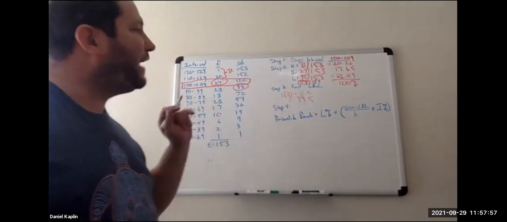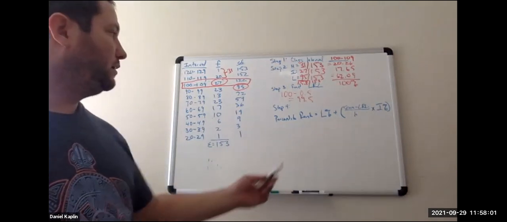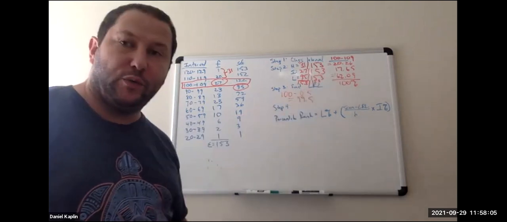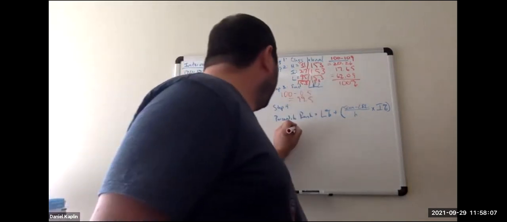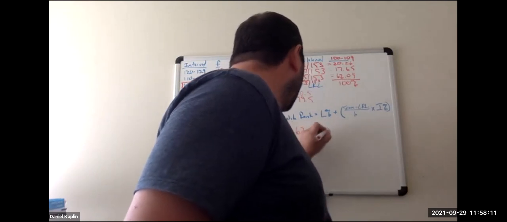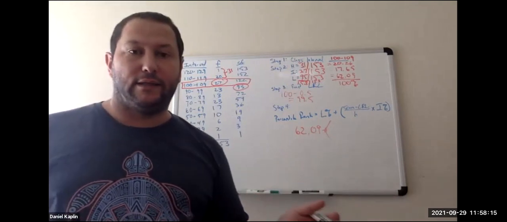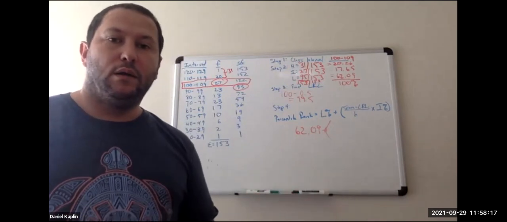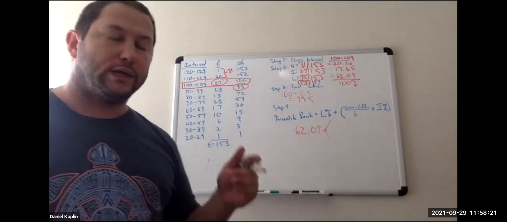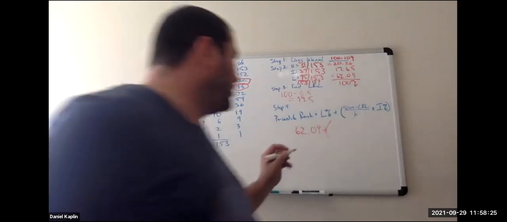So now I have everything I need to plug into the formula. L percent was 62.09. No problem, 62.09 plus the score. What was the score I was trying to calculate the percentile rank for? The question was, what is the percentile rank for a score of 109? So the score of interest is 109.